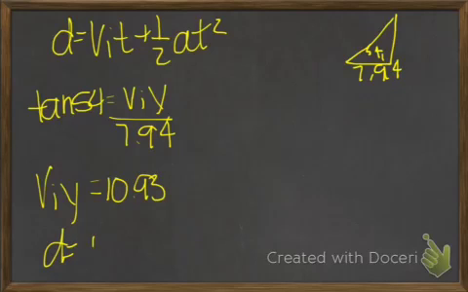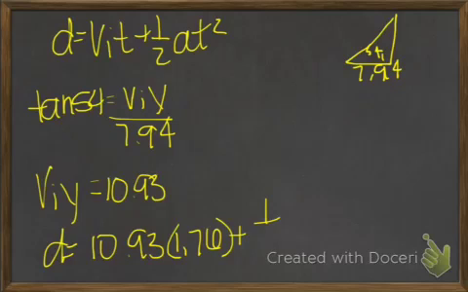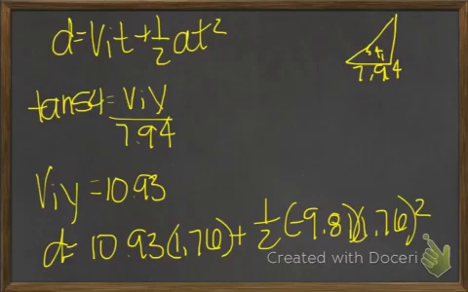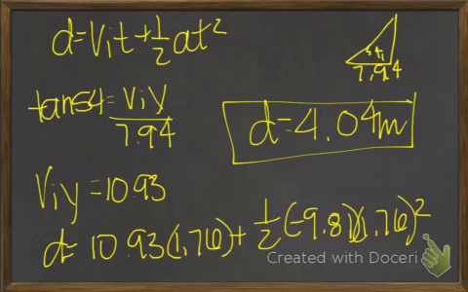Distance equals 10.93 times 1.76 plus 1/2 times negative 9.81 times 1.76 squared. When I solve all that out, displacement ends up being 4.04 meters. So the ball was 4.04 meters high, which makes sense because the tree was 3 meters high. We know it had to be higher than that. So that gives us our answer.